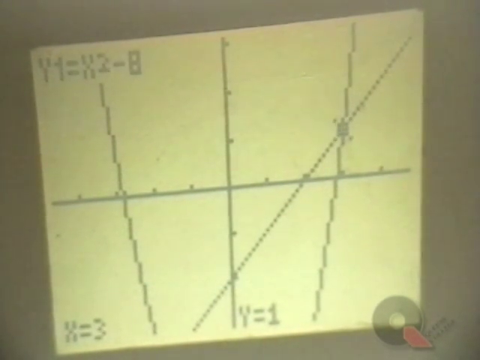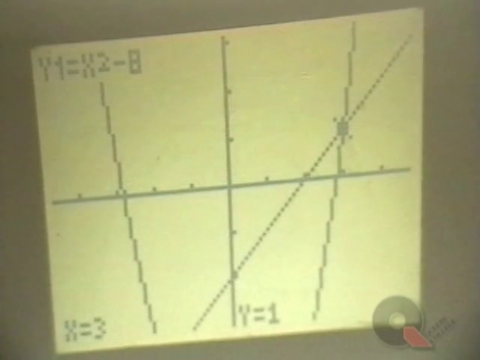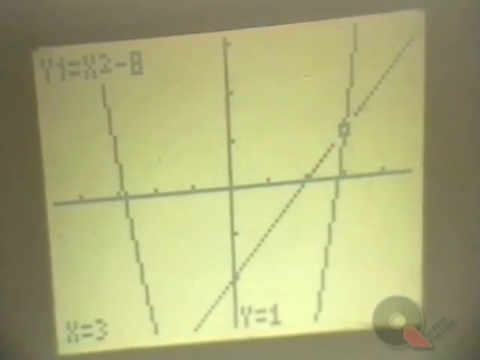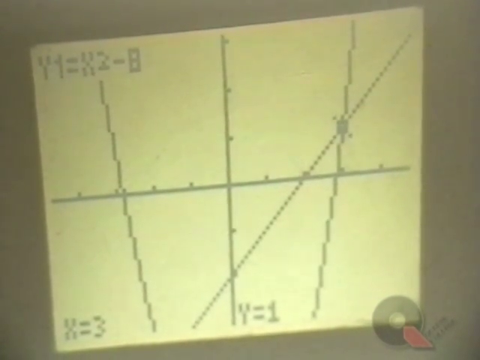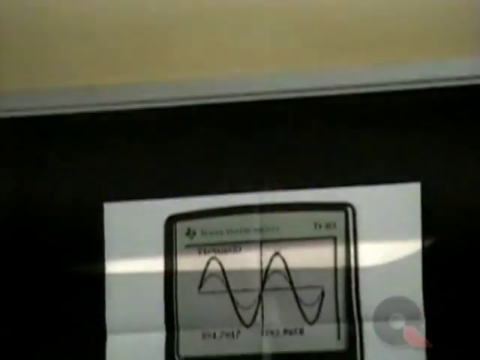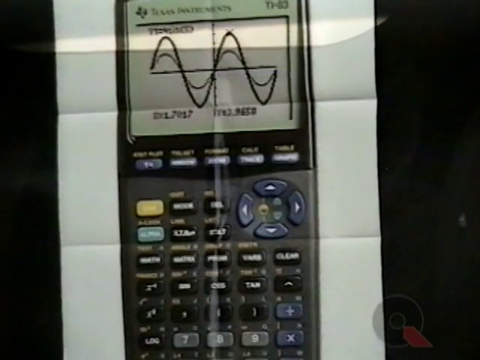It happened to be a point of intersection that had integer coordinates, but aside from that, zooming in would give us an accurate idea of where the points of intersection occur. And there are other ways the calculator will actually solve curves simultaneously. More about that in the next videotape. That brings us to the end here.